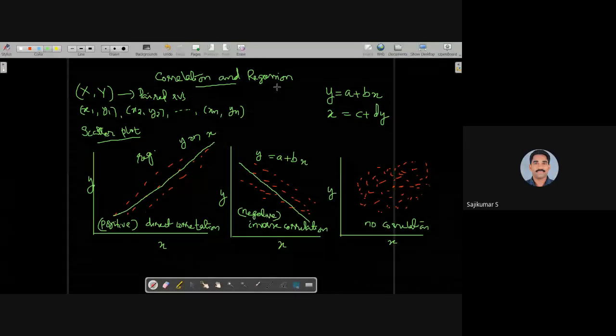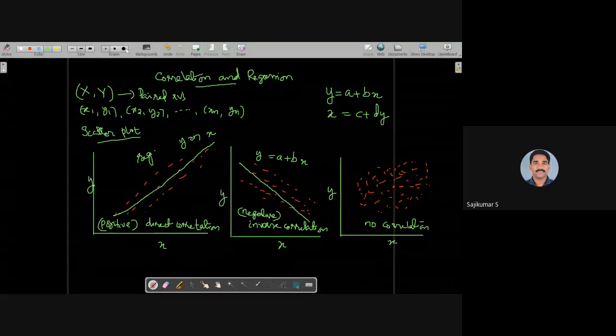So we are studying the concept called correlation and regression. Correlation and regression means we have more than one random variable at a time. First we are studying the two random variable case, then the three or more random variable case, which is called multiple correlation and regression. And for bivariate data, it is called simple correlation and regression.